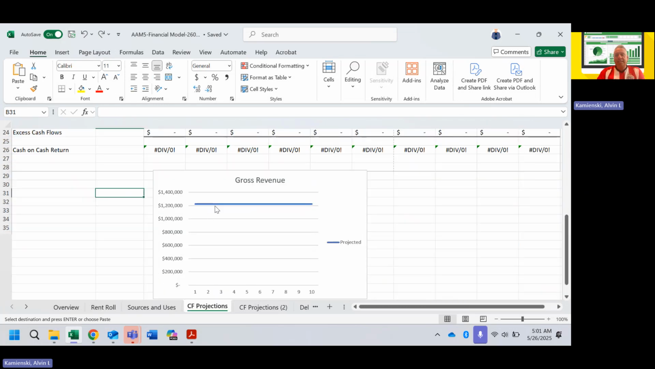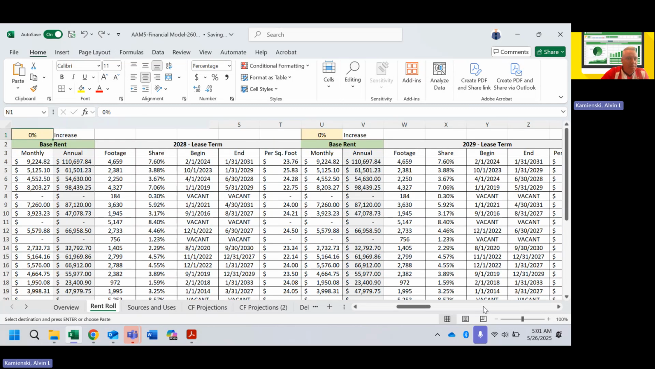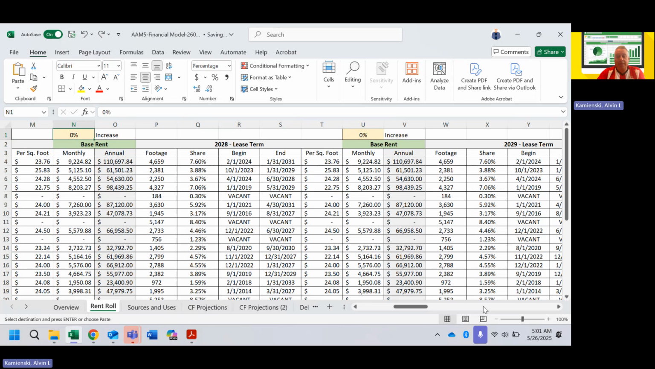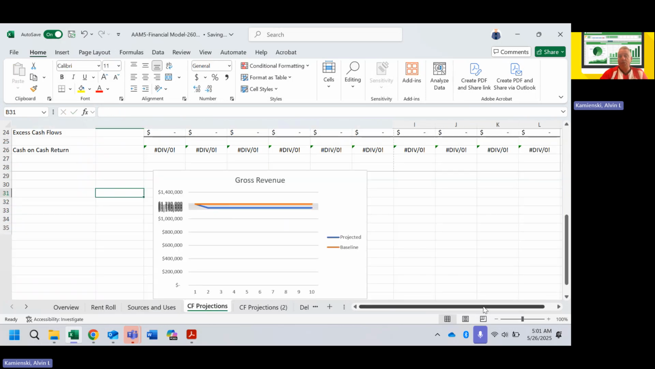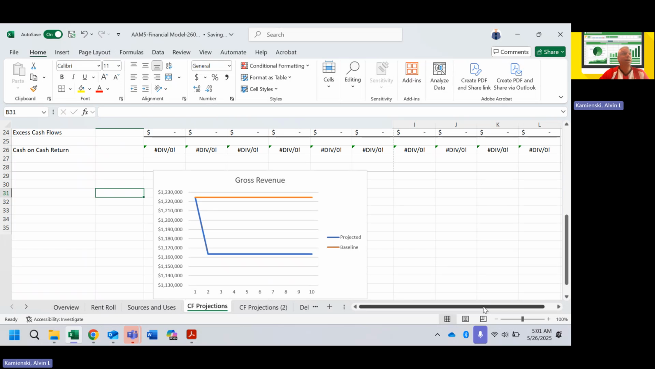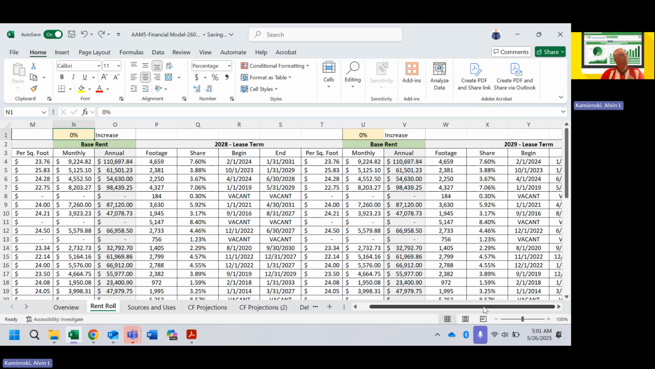So if I reset that to show you, this is a dynamic graph that I use that will allow me to say, look, my projected and my baseline are the exact same, but if I start making changes to my rent roll, I should be able to see what happens if we lowered our rents by 5%. It's just a little tool that we can build in that helps us with dynamic decision making.